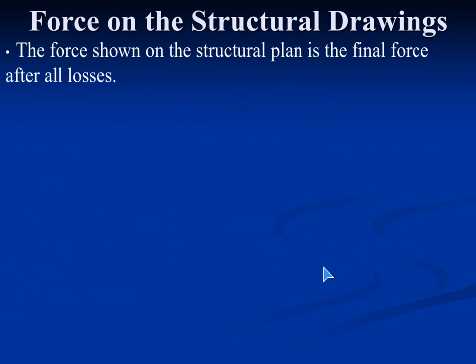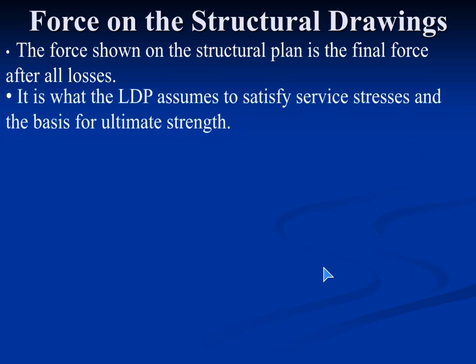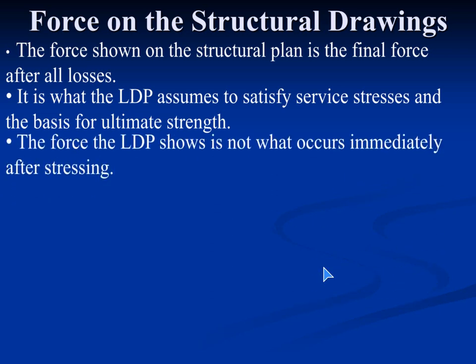Now, if you look at the structural drawings, as I said, we show the final effective force after everything. And that is primarily to design for stresses. It plays a part in ultimate strength, but a much smaller part for reasons I won't get into. But basically, it's balanced loads, pre-compression, P over A, stuff like that, and doing the service stress checks. The force that we do not show, and to be honest, really don't care about from a numerical standpoint, is what the tendon force is immediately after stressing.